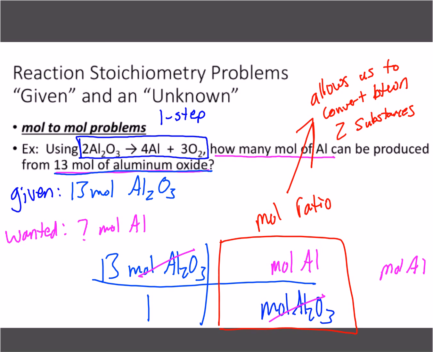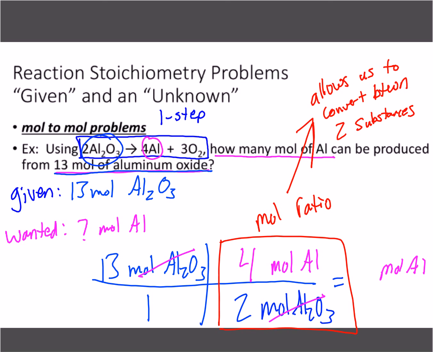Where do we get the mole ratio from? The reaction. So guys, we have aluminum. What's the coefficient for aluminum? Nope. 4. Aluminum is 4. What's the coefficient for aluminum oxide? That's a 2. There it is, guys.